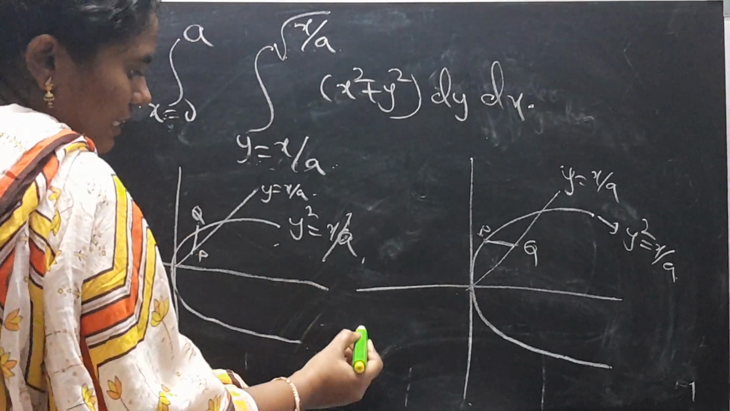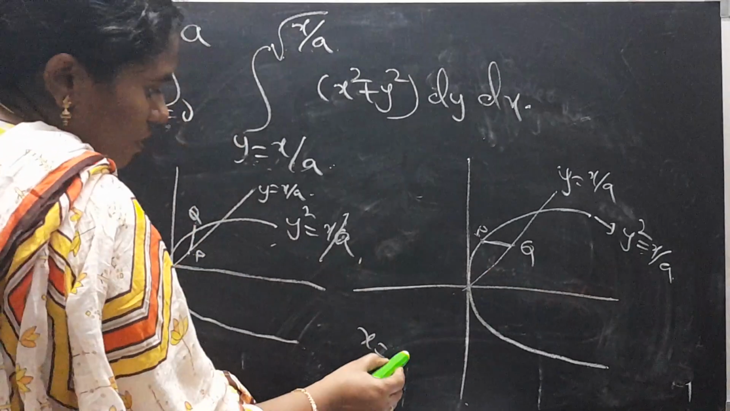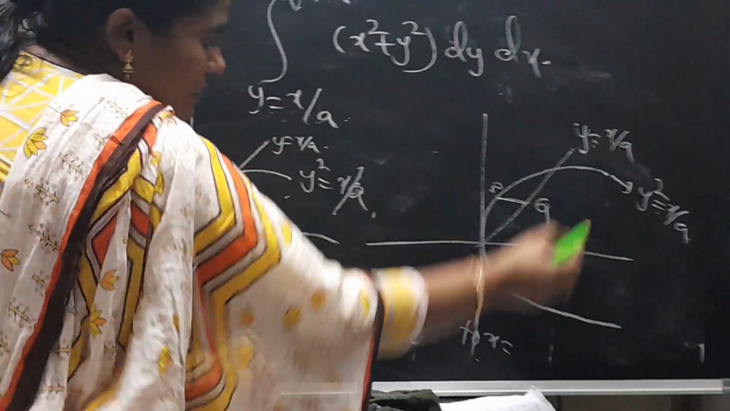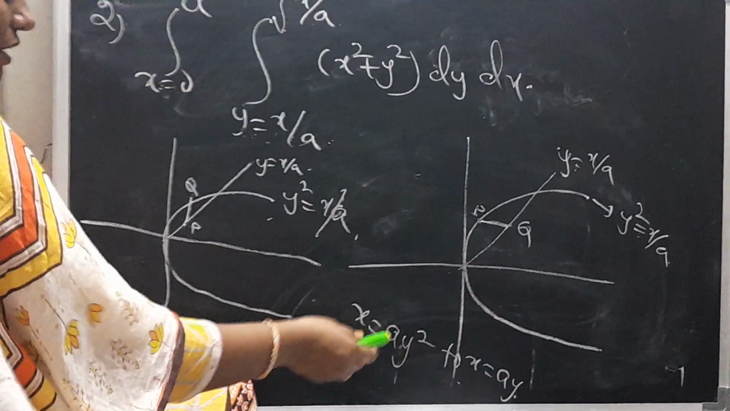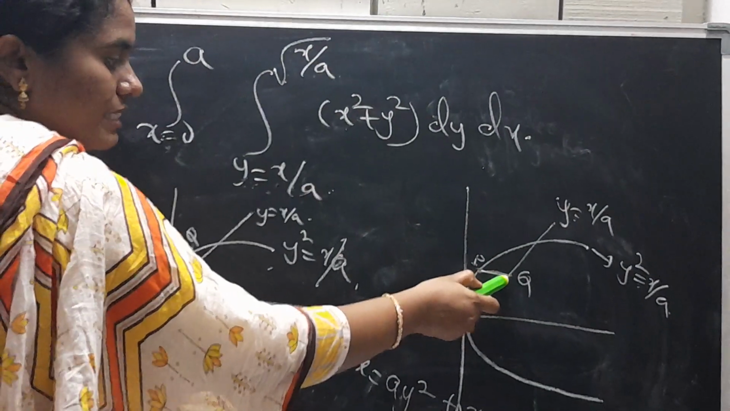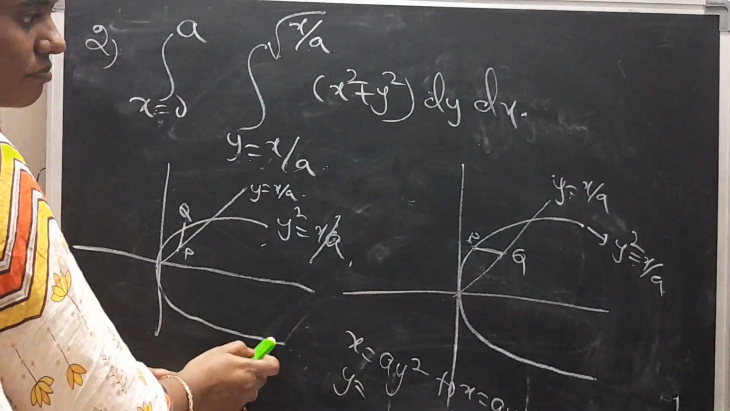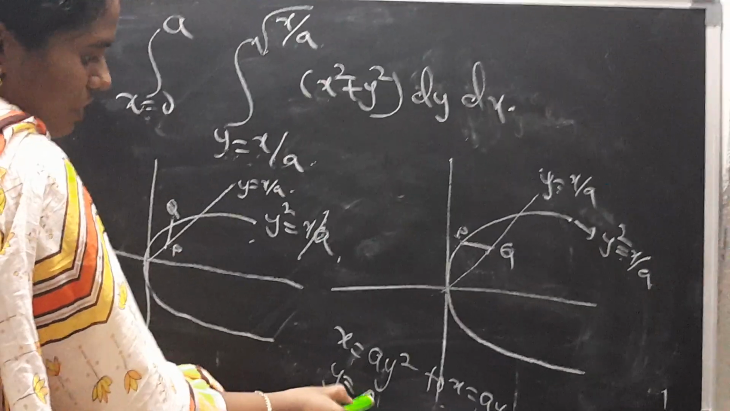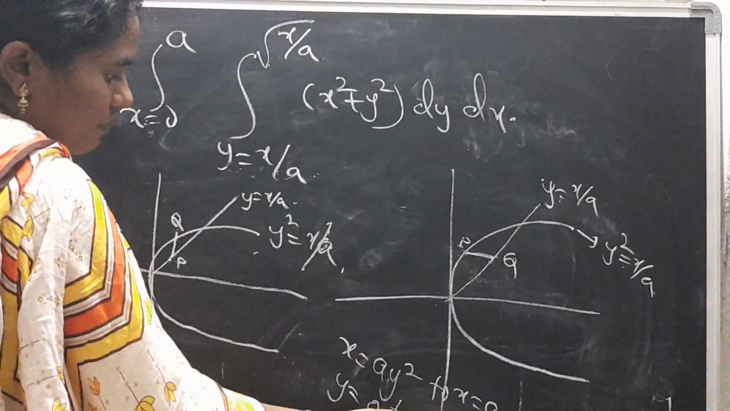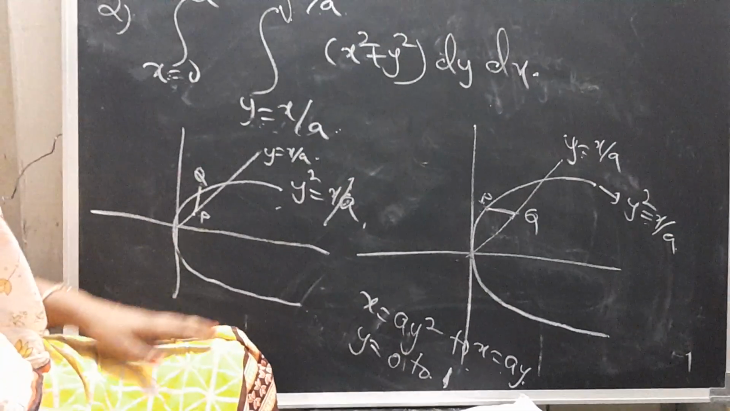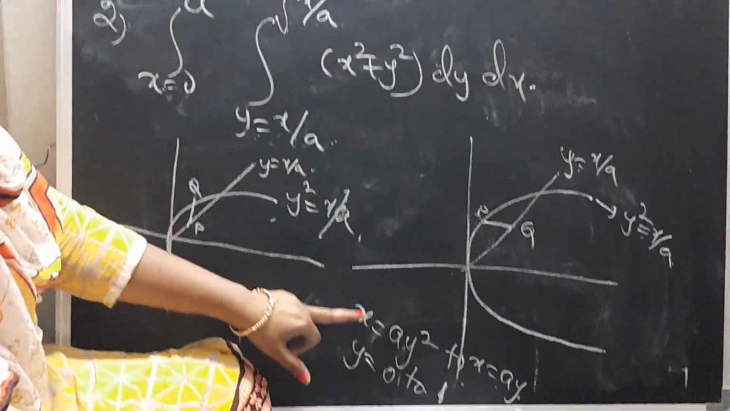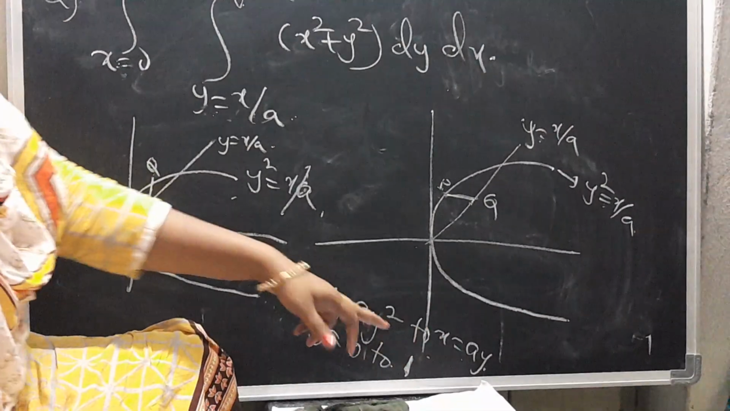What is this curve? I can write it as x equal to a y square, the lower limit, to x equal to a y, the upper limit. So it is a horizontal strip. Next, what are the y limits here? The x limits are 0 to a. If you substitute these values, you get y equal to 0 to 1. So you need to change to y equal to 0 to 1 as the outer limit, and x equal to a y square to a y as the inner limit.